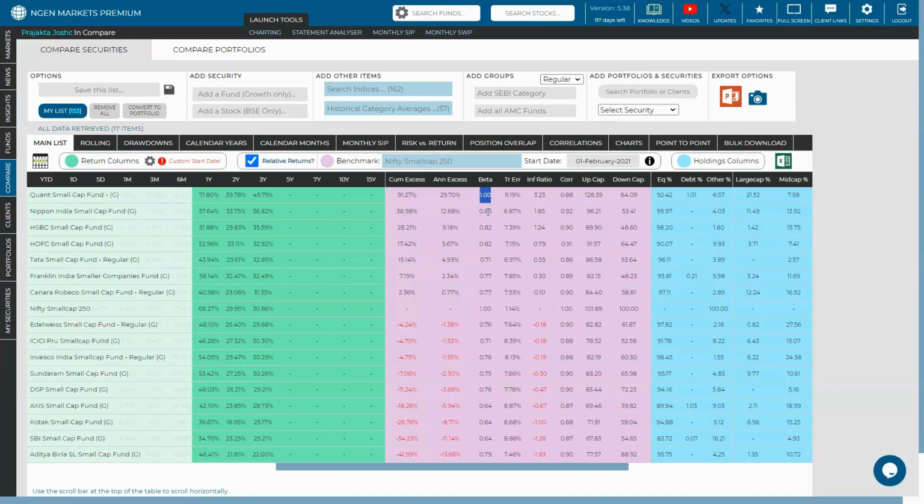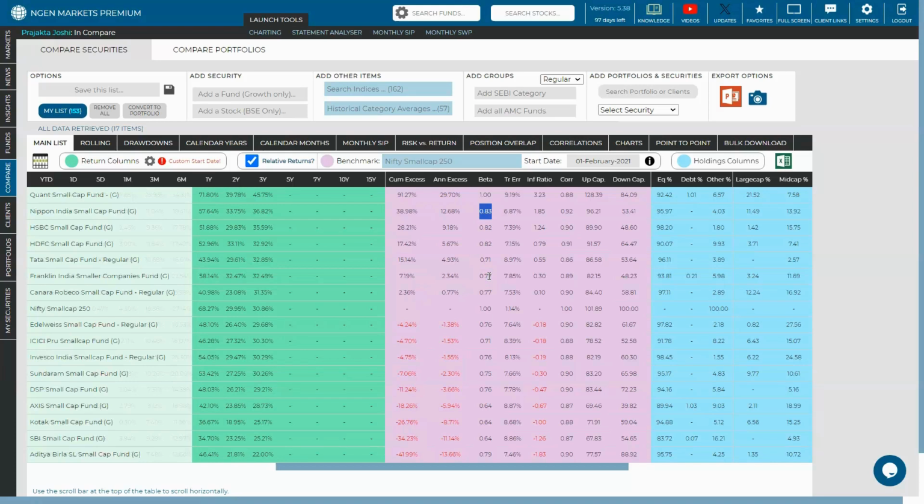On the other hand, we have some other funds which definitely generate positive alpha over the benchmark. That's Nippon, HSBC, HDFC, Tata, and so on. But they do that by taking lesser risk as compared to the benchmark. Look at that. The beta numbers are less than 1: 0.83, 0.82, 0.81, 0.71, and so on.